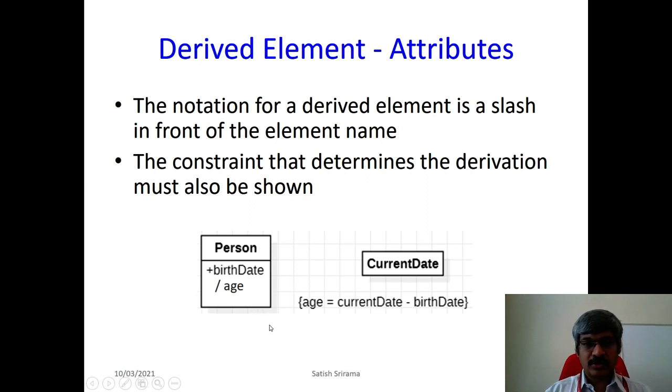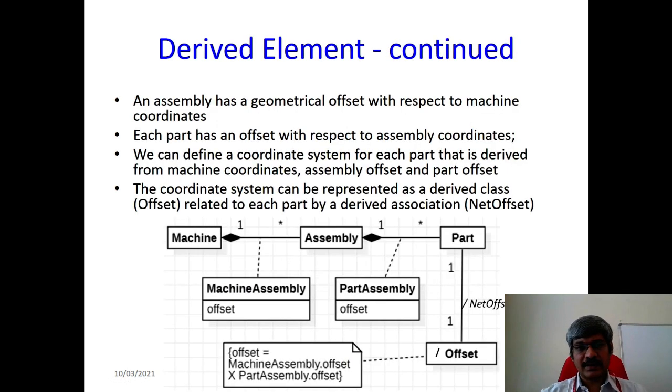The notation for a derived element is a slash in front of the element name. Here the slash shows it is a derived element. The constraint that determines the derivation must also be shown in the model. So the constraint here is age equals current date minus birth date. This is the constraint on this derived attribute. So that is the age. Hope that is clear. Now let us look at the other derived elements.